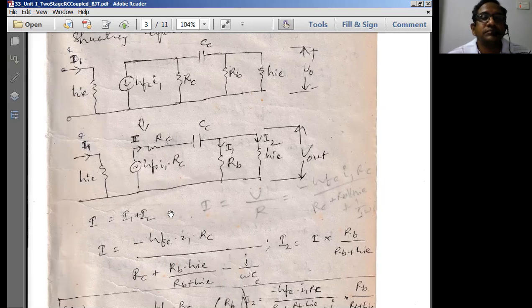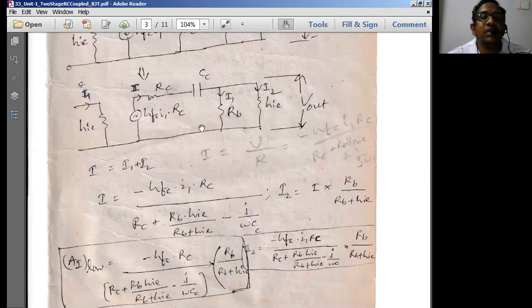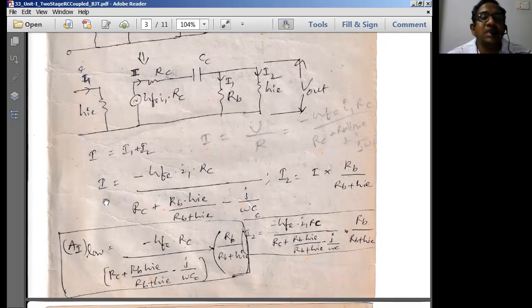If we consider the current flowing because of this current source, it is going to be I. Now this current is getting divided into two, I1 and I2. As this current is dividing into I1 and I2, we can write the total current I is equal to simply I1 plus I2. In general, we know the formula I is equal to V by R. Let us look into this part here.